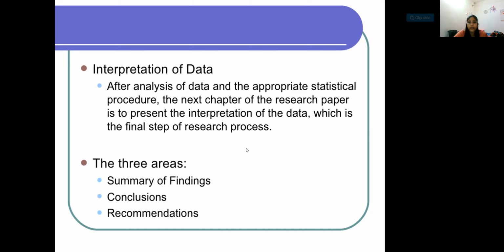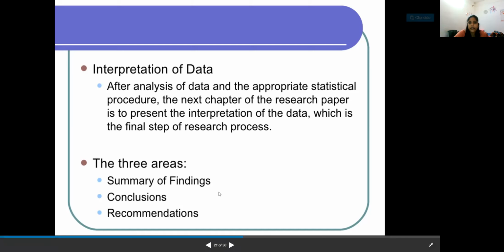Okay, what do you identify? What are the findings we have to interpret in your research paper? Okay, what are the three areas? Summary of findings, conclusion, and recommendation. Okay, what are the findings you have found out?